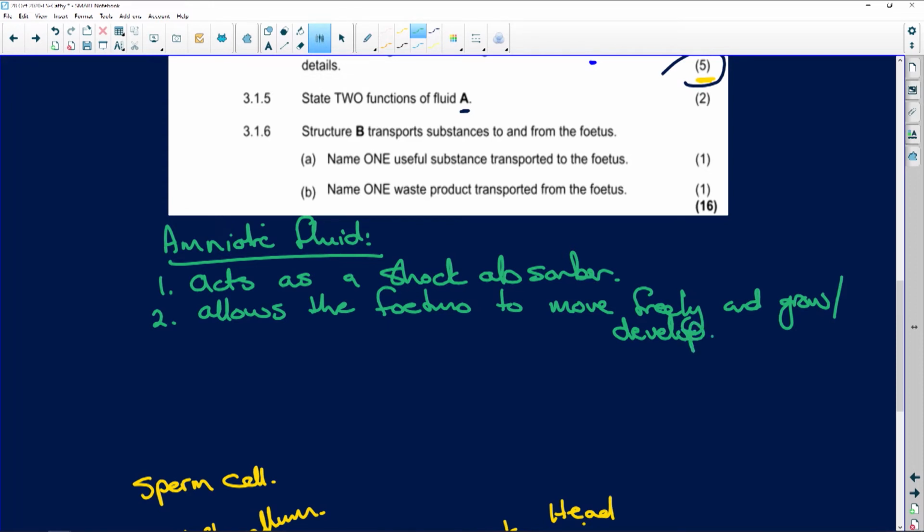The little guy can do all the exercise it needs. Okay, the next thing it does is it prevents the fetus from drying out. And you may say, what? Where's that come from? I mean, how's the fetus going to dry out?